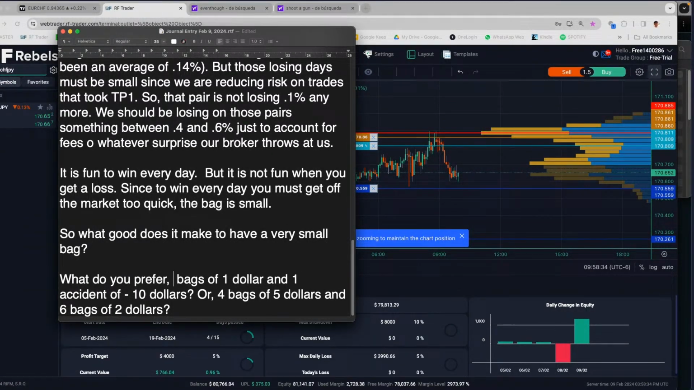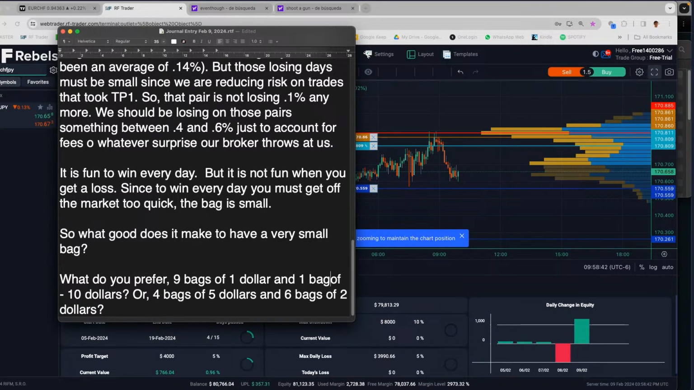Let's do 9 bags of $1 and 1 bag of $10, or 4 bags of $5 and 6 bags of $2. Right? Both systems have 10 bags, but one is losing $1 and the other one is making $8. Right?